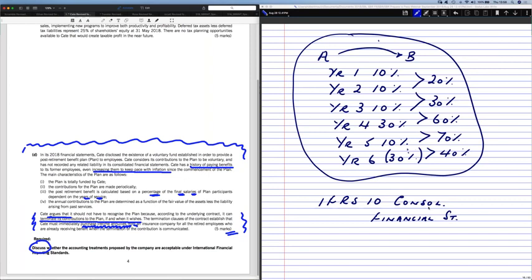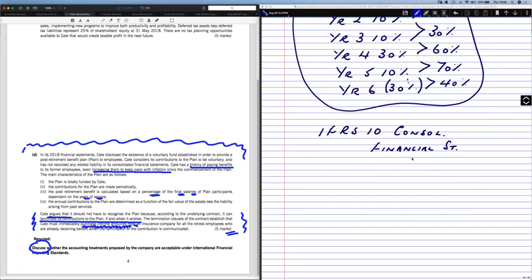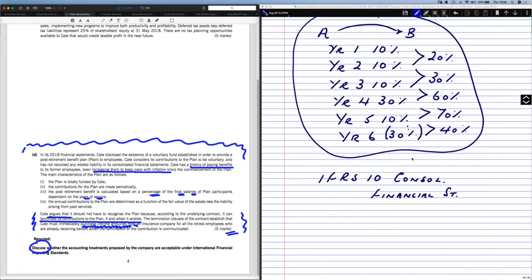Okay, let me give you that again. So control, listen carefully please to this definition. Control arises when the acquirer is exposed or has rights to the variable returns of the acquiree and has the ability to affect those returns through the power it has over the acquiree.